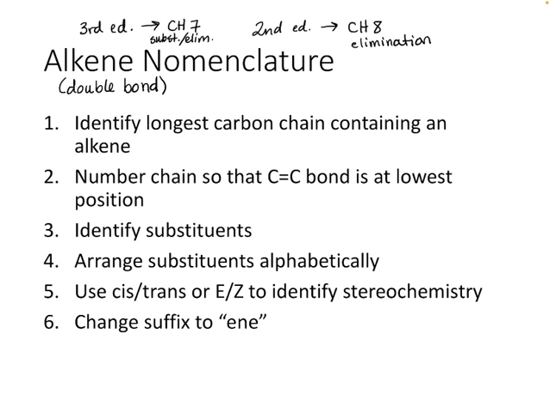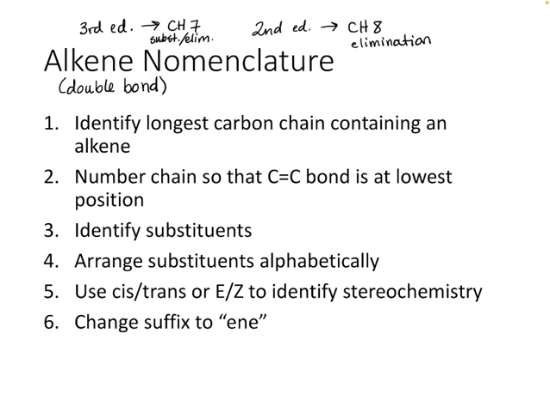Then we're going to identify substituents. And then we'll arrange the substituents alphabetically in the name. And then we're going to use cis, trans, or EZ to identify stereochemistry. And that specifically will be around the double bond. And then we just change our suffix to -ene. So remember, with alkanes, we used ANE at the end. But with alkenes, we use ENE.